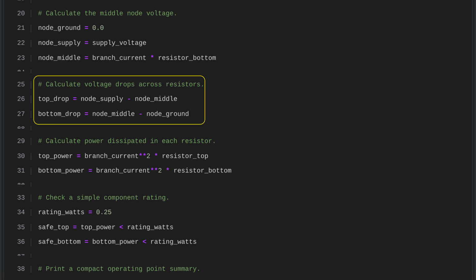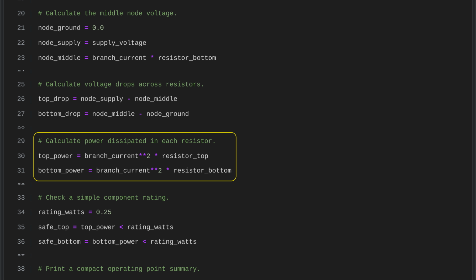Find each resistor's voltage drop by taking the difference between the voltages at its two ends. For the top resistor, subtract the middle node voltage from the supply voltage. For the bottom resistor, subtract the ground voltage from the middle node voltage. These differences show how the supply voltage is divided across the resistors.